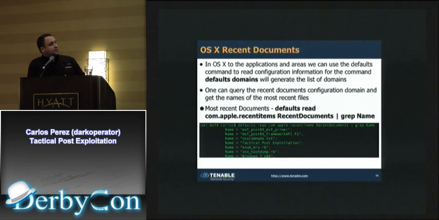So one of the things that you can do is you do defaults read, and then you pass to it com.apple.recentitems, and you give it the key that you want, which is the recent documents. And then that will provide a bit more information than usual, and what you want is the one that's called the name. And there you can see the name of all of the files that I recently opened on my MacBook at that time.